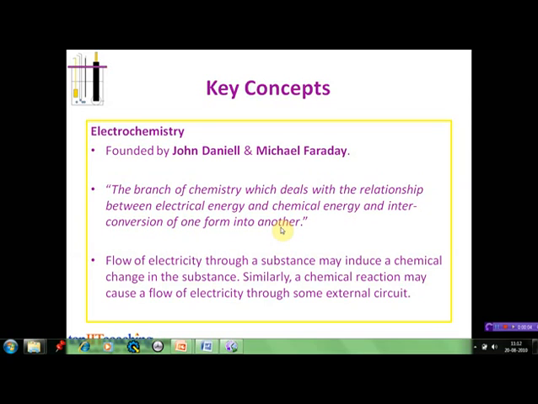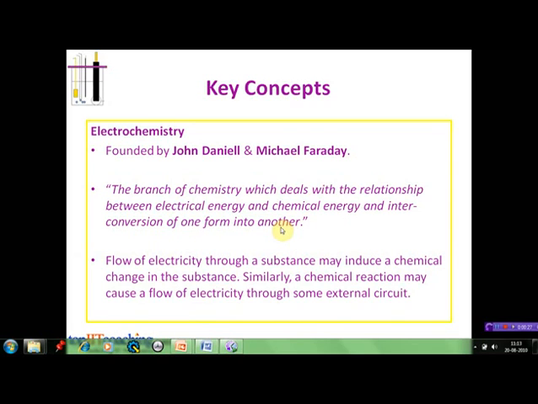Let's start with electrochemistry itself. English scientists John Daniel and Michael Faraday are credited as the founders of this branch of chemistry. We can define electrochemistry as that branch of chemistry which deals with the relationship between electrical energy and chemical energy and the interconversion of one form into another form.